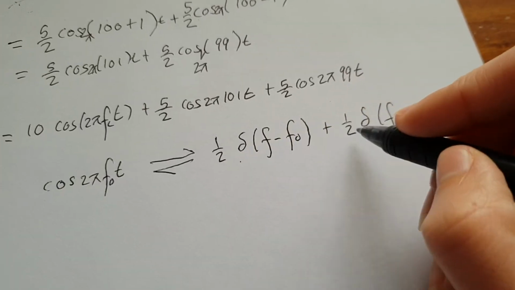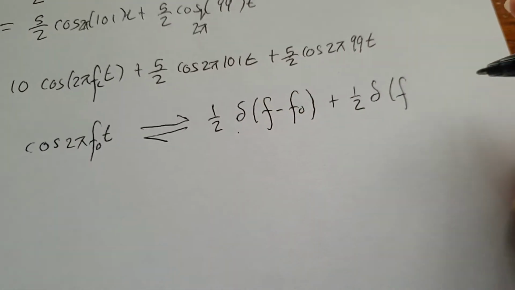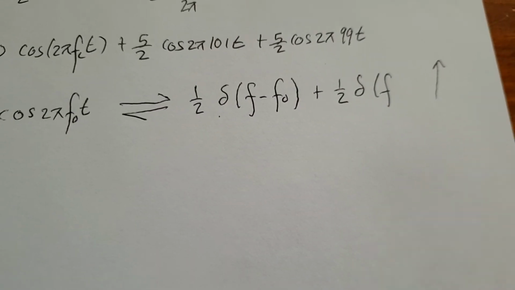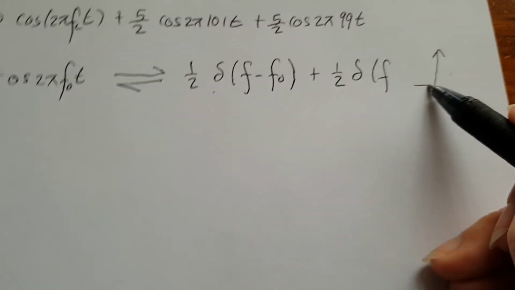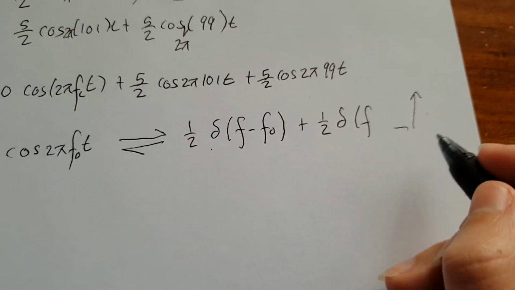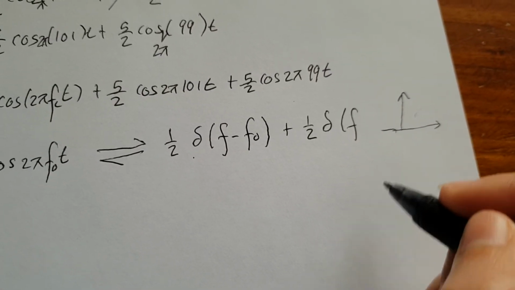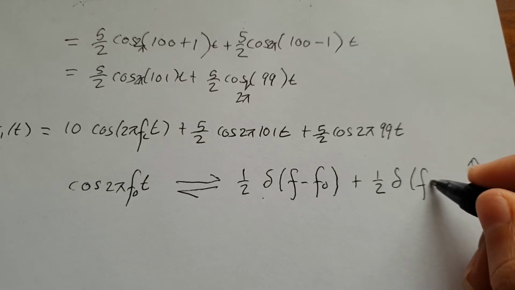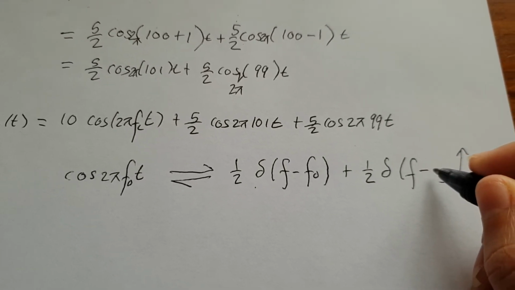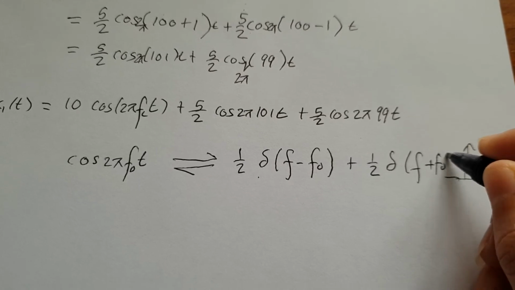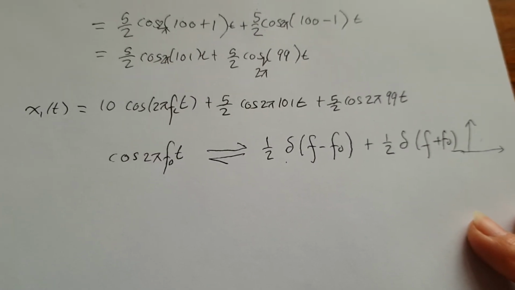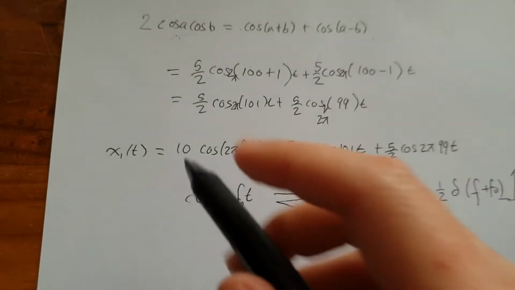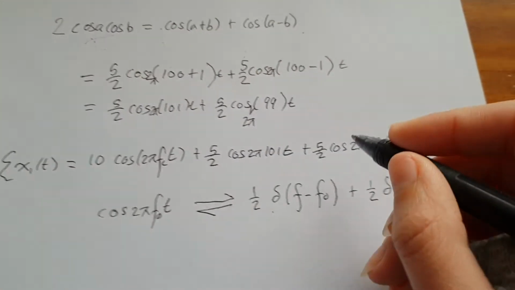These deltas here are what give us the amplitude spikes, because that of course is an impulse function. F plus F0.